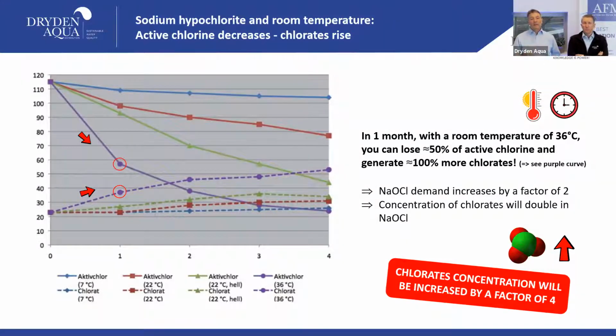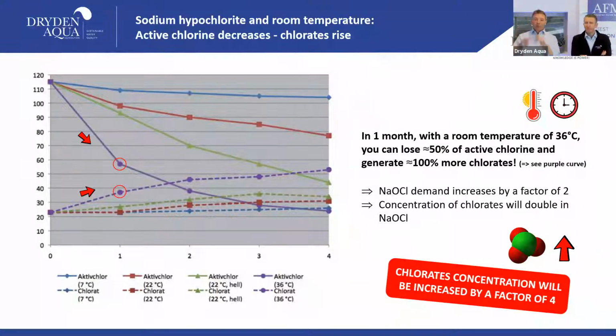Now we move to these lines, the gestrichelte Linie. What is gestrichelte? Dotted line. Same thing. Here, the blue line is if you store it cold. Here, if you store it at 36 degrees. This is the concentration of chlorates in sodium hypochlorite. There is a certain chlorate concentration from the beginning. It's roughly 20 milligrams per liter, now not of water, but of sodium hypochlorite. If you store it in these warm, not good conditions, after 1 month you don't have 20, you have 40. That means you have double.